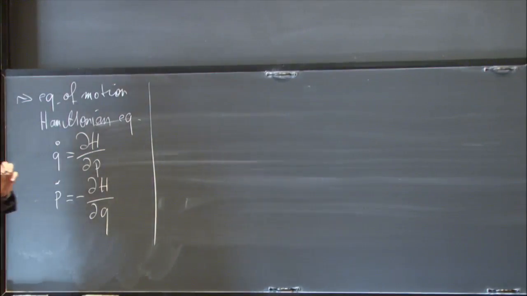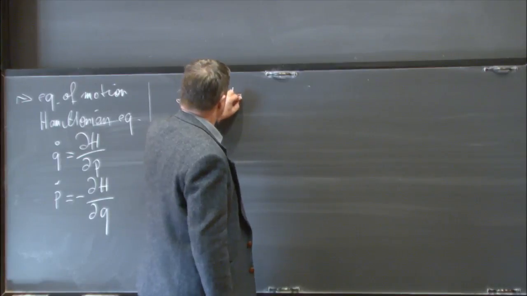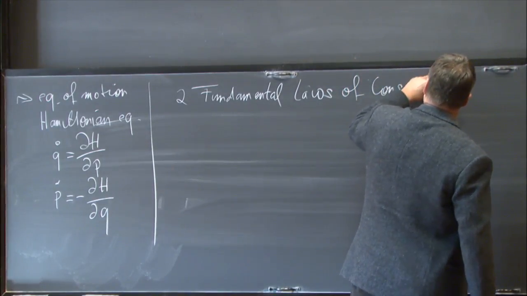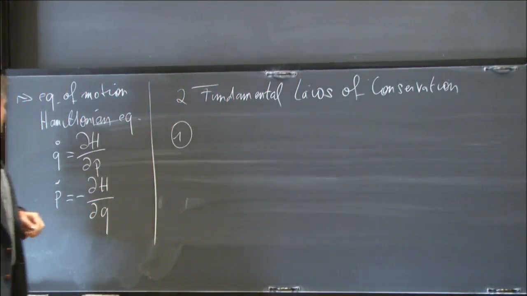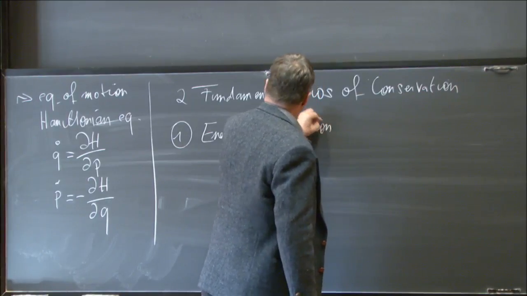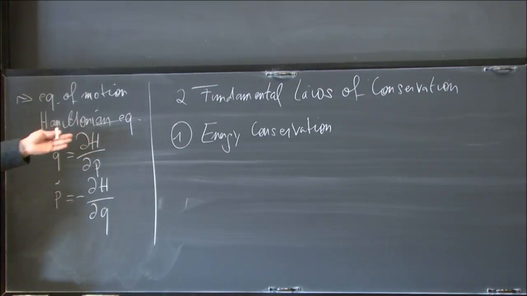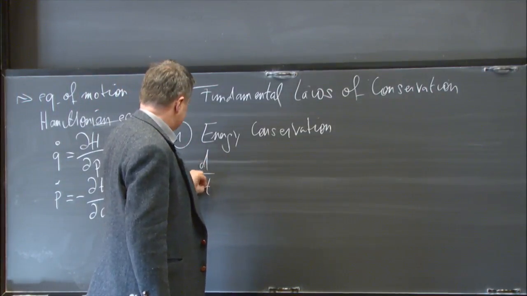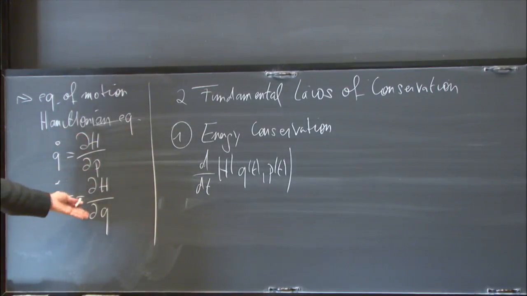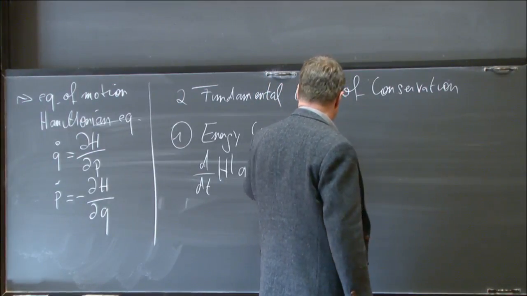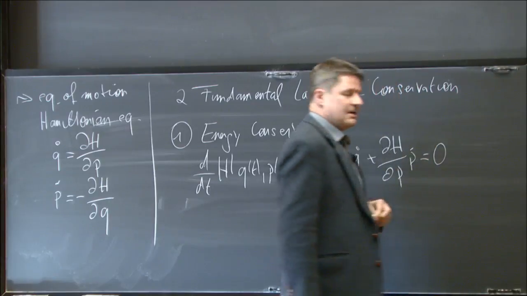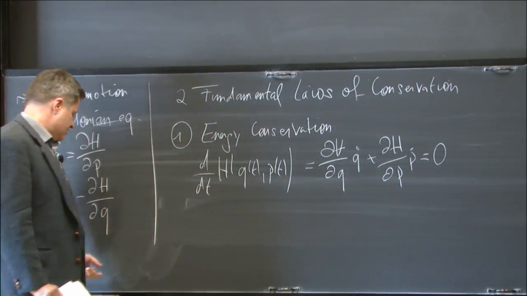In this Hamiltonian form, we have two fundamental laws of conservation. The first is energy conservation, which simply means that the total energy, the Hamiltonian, along orbits is preserved. That's mathematically very easy to see. If we differentiate the Hamiltonian function along an orbit, which is a solution of this ordinary differential equation, then simply by chain rule, this is dH/dq times q dot plus dH/dp times p dot, and this is 0. You just see it here, the minus sign is the essential part.